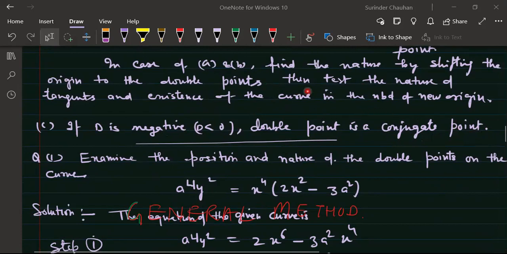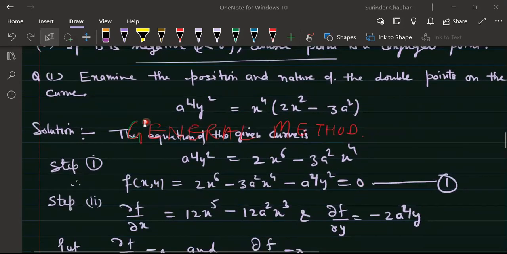Now let us discuss everything with the help of a question. Whatever we have studied, we'll discuss in the problem. Examine the nature and position of the double points on the curve: x to the power 4 y squared is equal to x to the power 4 into 2x squared minus 3x squared. Now, general method. Equation of the given curve is this. Now we'll connect it to f of x y. Shift the terms to one side, either this side or that side, equal to 0.